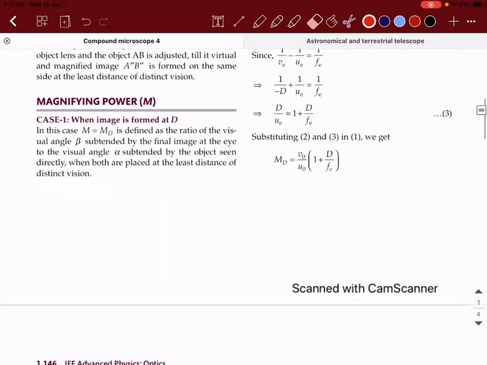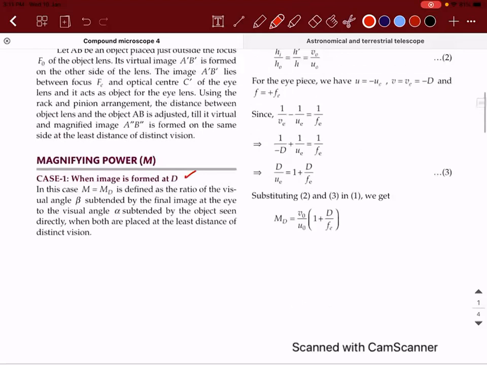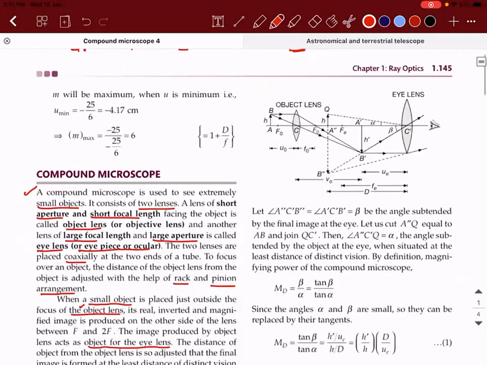under case number 1, when the image is formed at D. So let me explain this. The object is kept here. How to draw the ray diagram in the exam hall? You take a ray parallel to the principal axis, then it is going to pass through the focus of the objective. Take another ray. The other ray will pass through the optical center without any deviation. Then from here, you will have the final image.